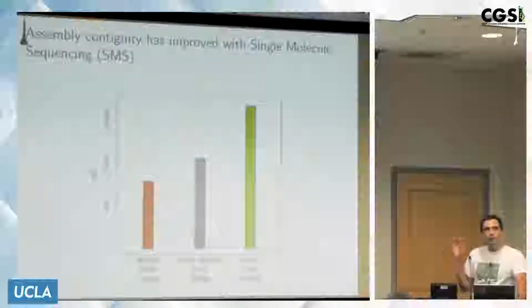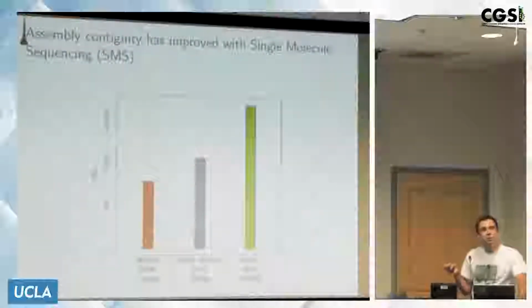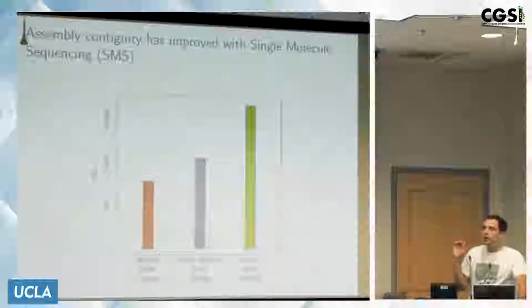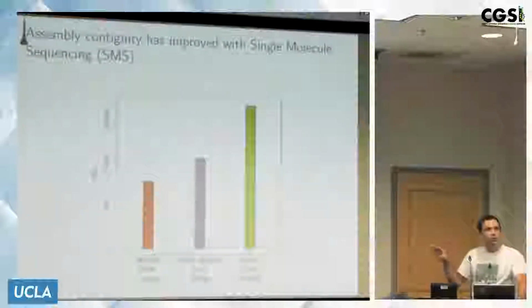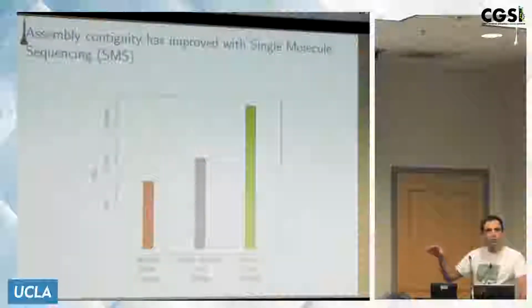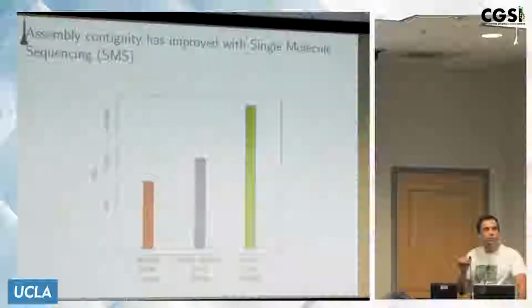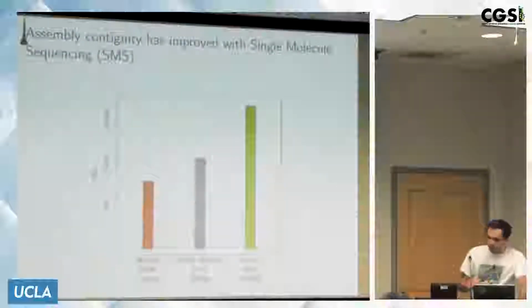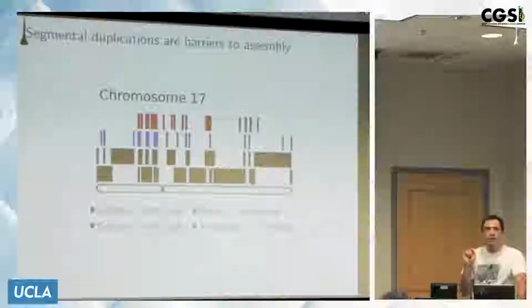If you look at the contiguity of assemblies that have been performed with short reads and long reads, with improving methods over time, you can see there's been an exponential increase in contiguity of human genome assemblies, through a combination of improved algorithms and improved data structures. But they all have something in common, where there's a bit of a drawback.